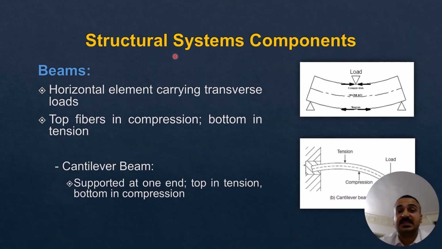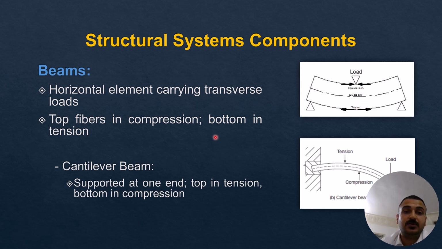And for the structural basic system components, we'll start with the beams. The beams are horizontal elements that carry transverse loads. You can see here on this graph a beam subjected to a load and it's bended on the center, making the top fibers of the beam in compression and the bottom in tension.